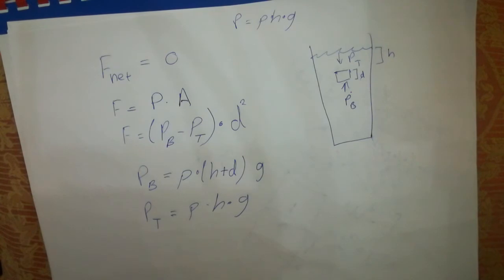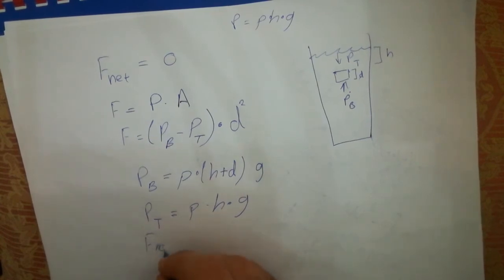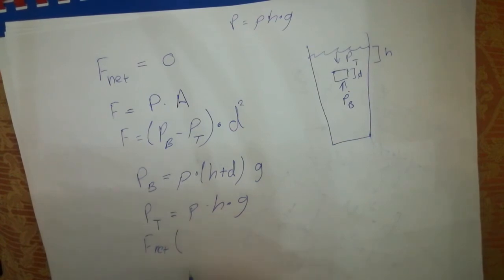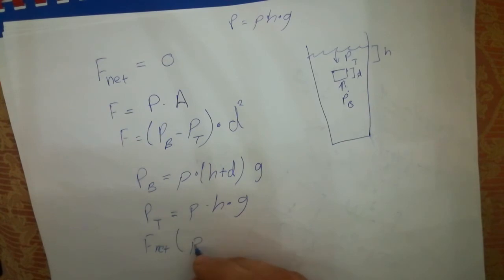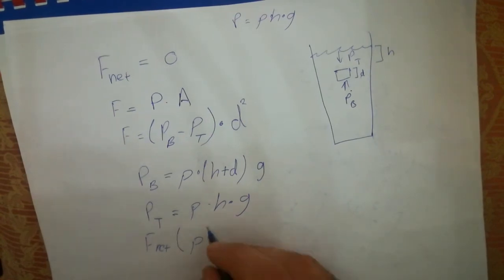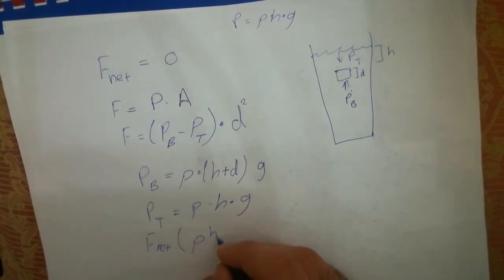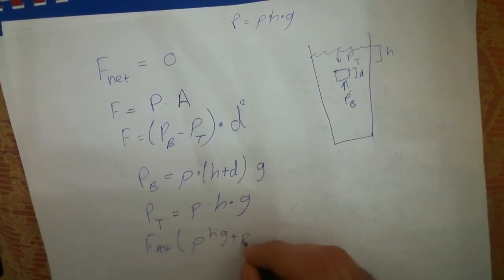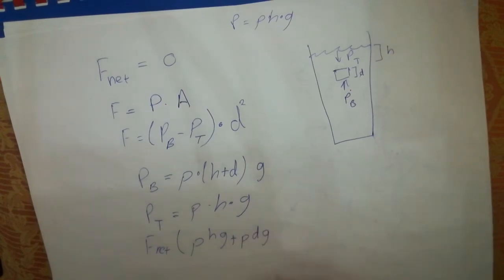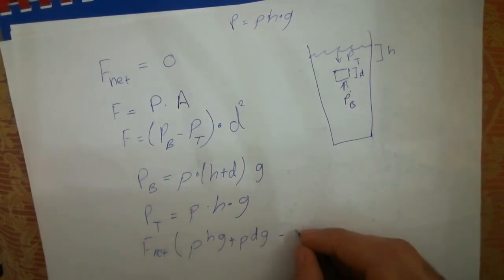We're going to subtract that. So we need the net force. Bringing the net force, we need bottom minus top. So the bottom is going to be rho hg. We can work either way. So we're going to say rho gh plus rho dg minus rho hg.